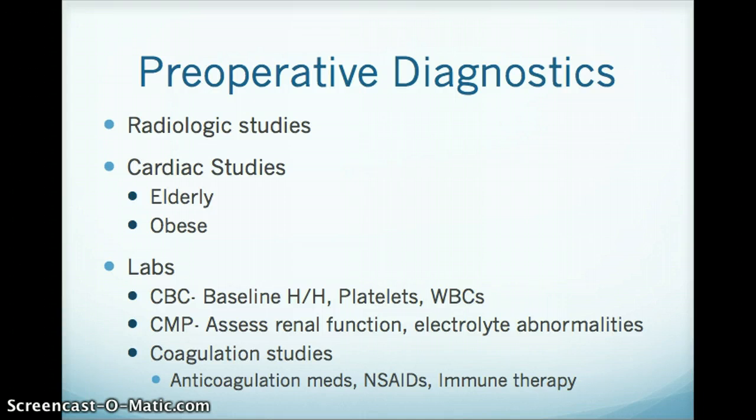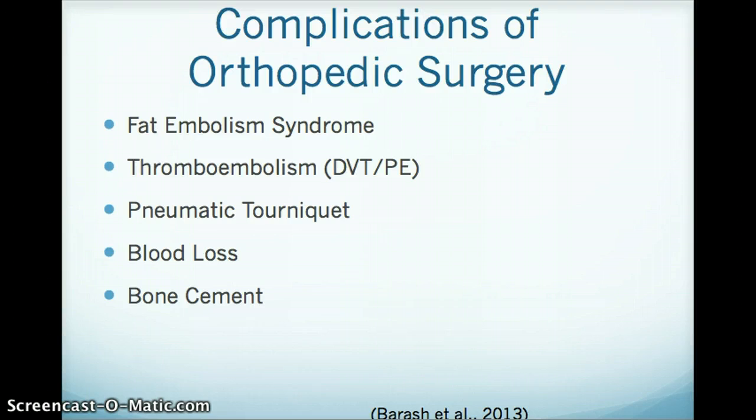Radiologic studies can include chest and cervical spine x-rays. Cardiac studies include ECGs, echocardiograms, stress tests, and heart cath reports for coronary artery disease and possible stent placements that have been completed in the past. A complete metabolic panel is helpful in determining the renal function and electrolyte imbalances. Coagulation studies are used to determine possible bleeding risks associated with pathology, medications, and immune therapy.